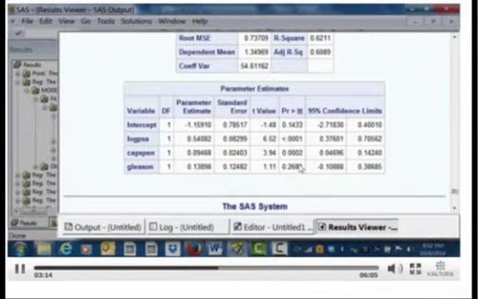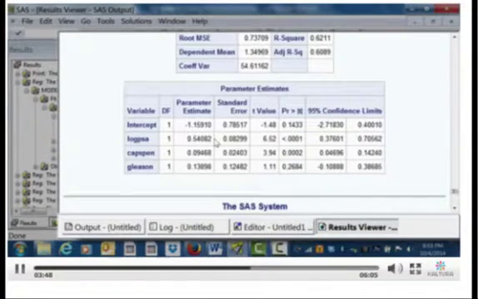Here is my parameter estimates table, and you see I have the confidence limits, just like I asked SAS to do. I just want to show you how these are related to each other. Here's our intercept, negative 1.15, and our t-value for that is negative 1.48. This column gives us the standard error for each one, and if I take the parameter estimate, divide it by the standard error, I get the t-statistic. And you can see that's true for each one of these.